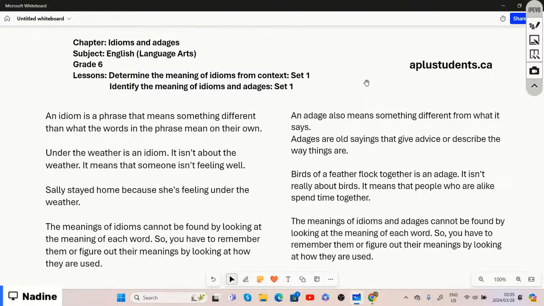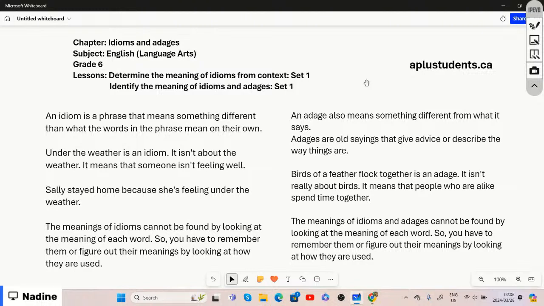So an idiom is a phrase that means something different than what the words or phrase mean on its own. It's basically sayings, and it doesn't mean anything direct. So you cannot directly translate what the phrase means. You cannot determine what the meaning is by directly translating the phrase, because an idiom is a phrase that means something different than what the words in the phrase mean on their own.